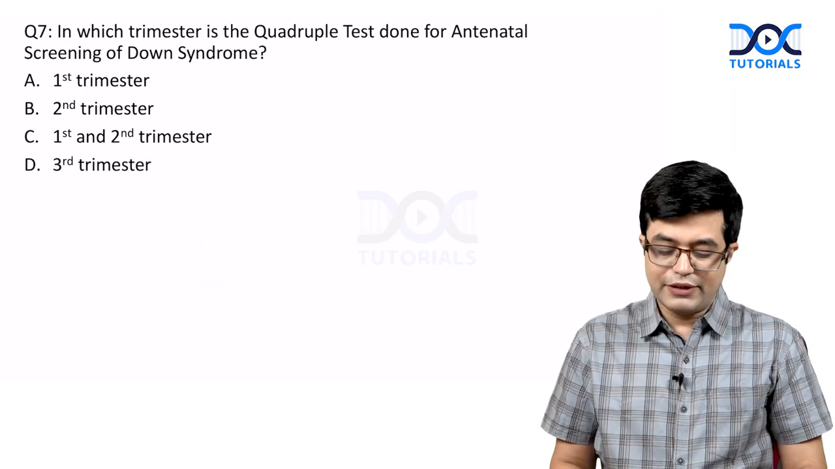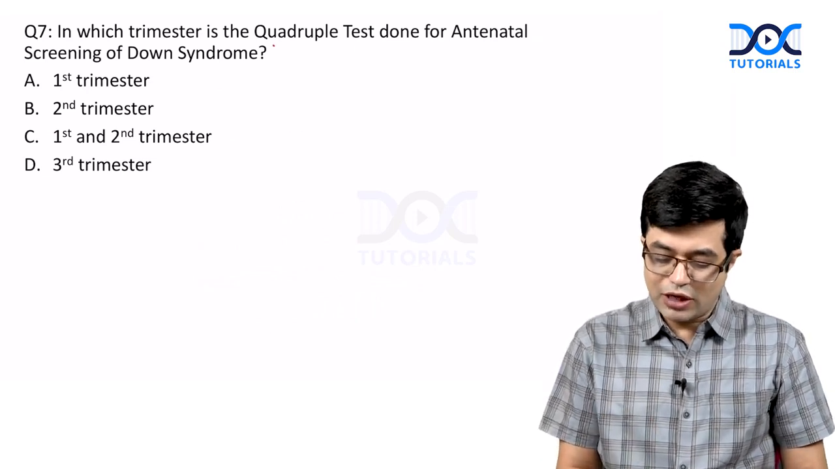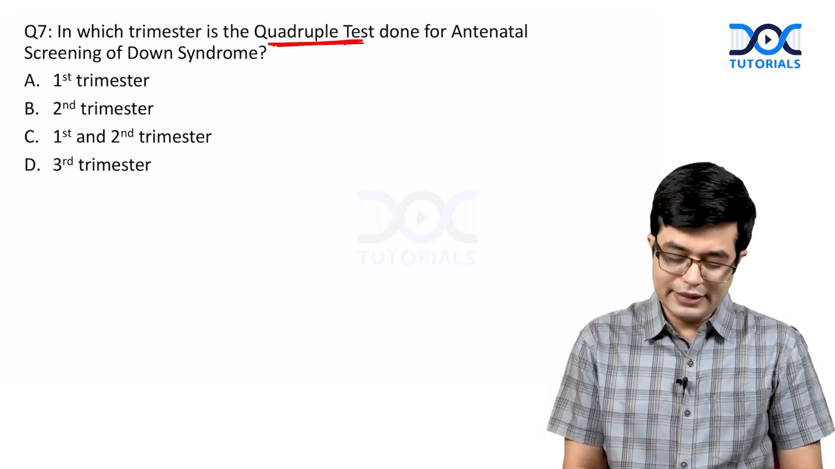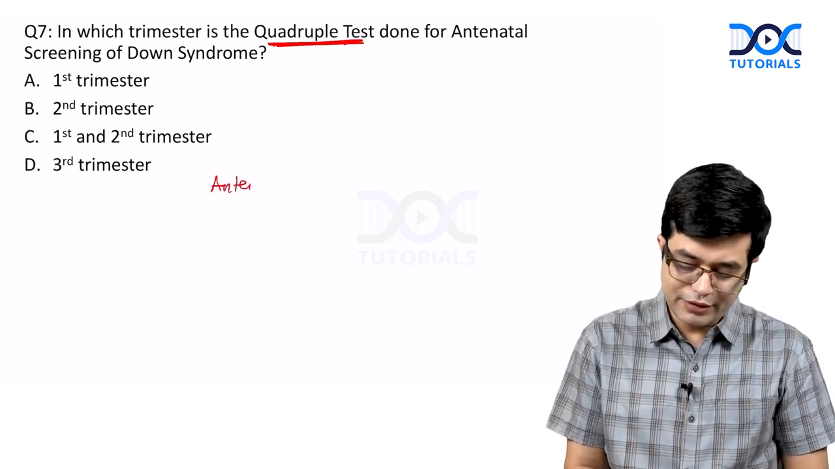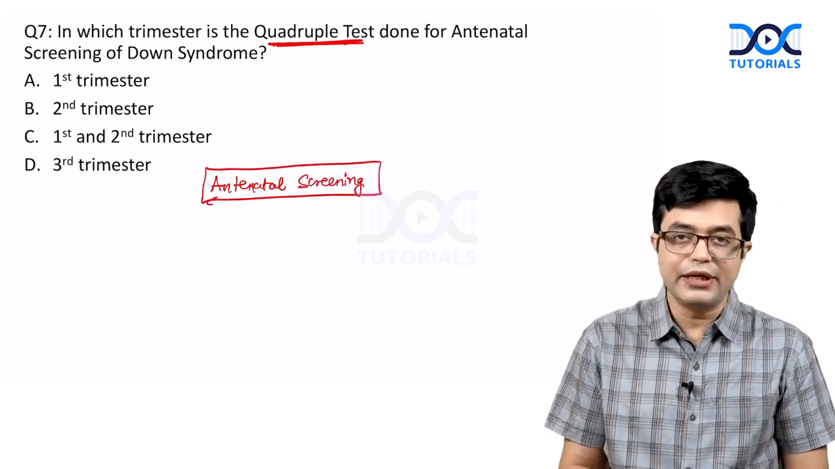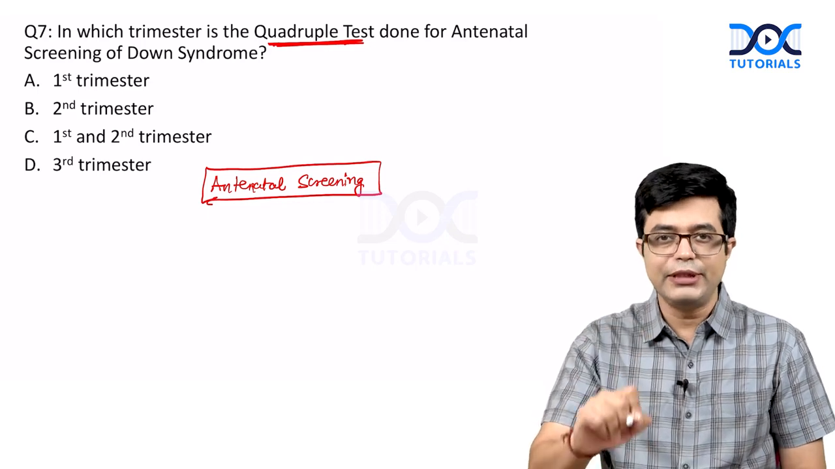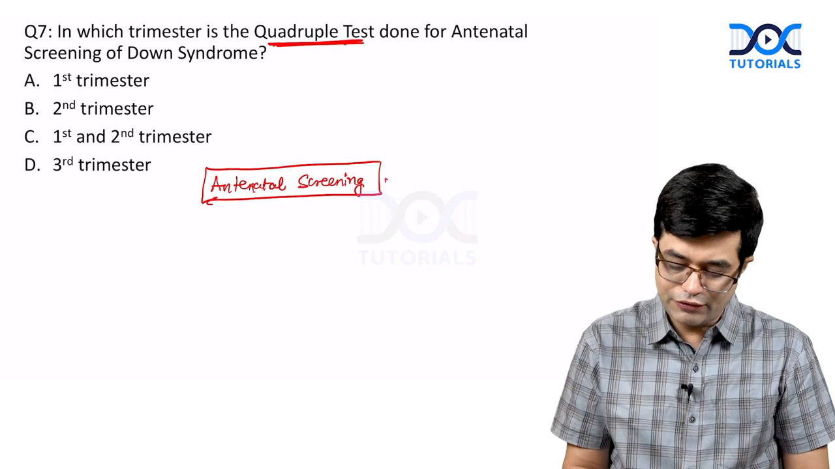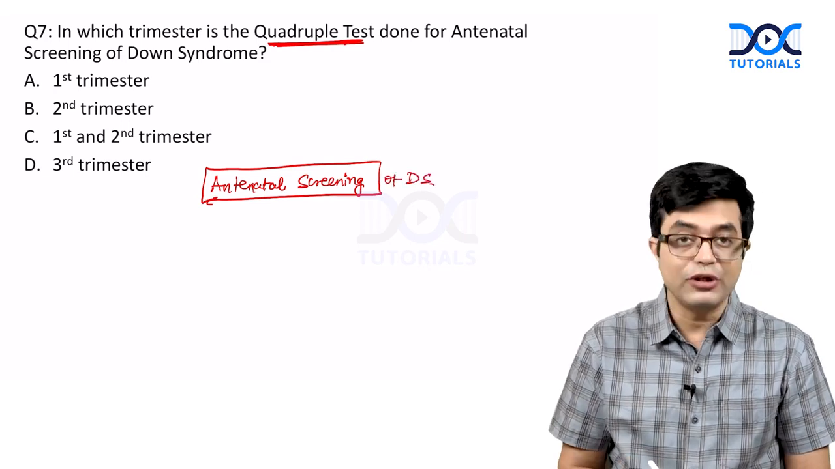Moving to question number 7. In which trimester is the quadruple test done for antenatal screening of Down syndrome? Antenatal screening of Down syndrome, very, very important. Let us summarize here. I am doing a summary here. All those who will be appearing in future, please save this video for later review as well. So antenatal screening of Down syndrome, that is trisomy 21.